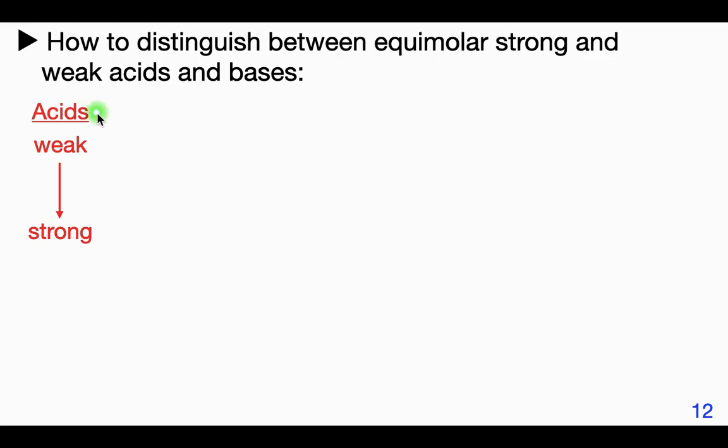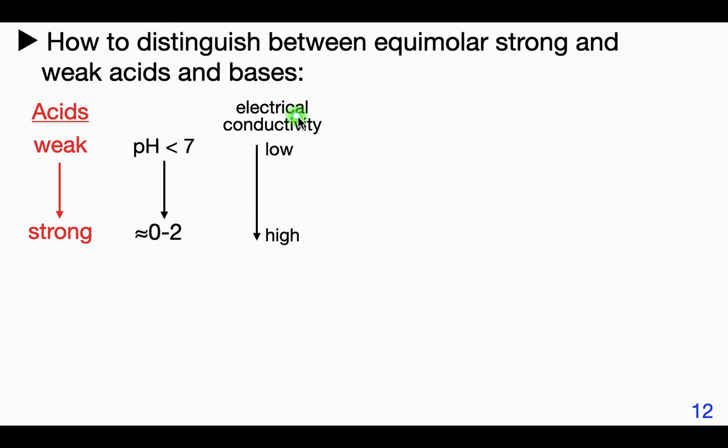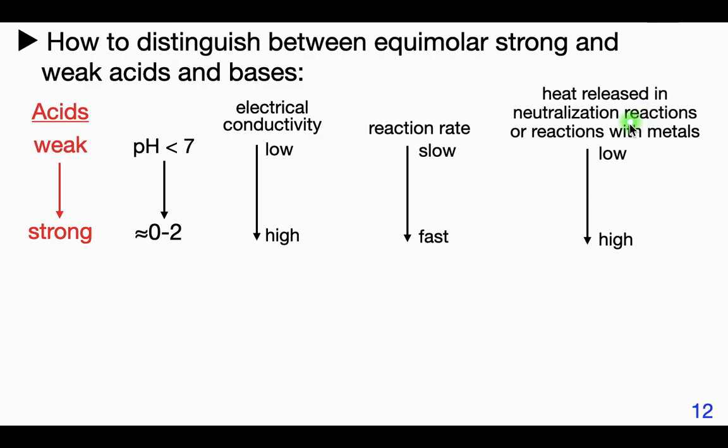Okay, so let's look at acids going from weak down to strong. Of course, we know that all acids are going to have a pH of less than 7, but when you get down to around 0 to 2, that's the realm of strong acids. Electrical conductivity increases as you go from a weak acid to a stronger acid. Reaction rate increases. And the heat released in a reaction, neutralization or reactions with metals, would increase.